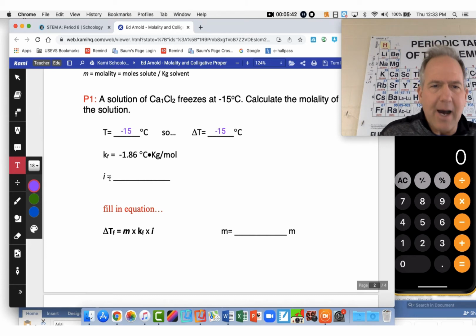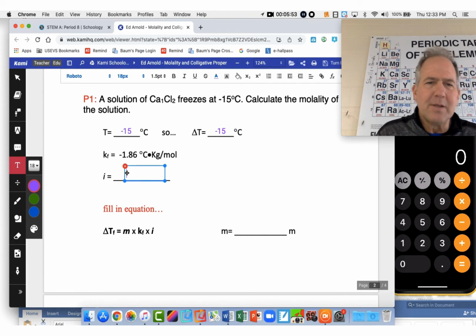And then the i. The i is the number of ions. Let's look at this right here, CaCl2. There's one Ca and there's two Cls. To me, that adds up to 3. So that would be 3.